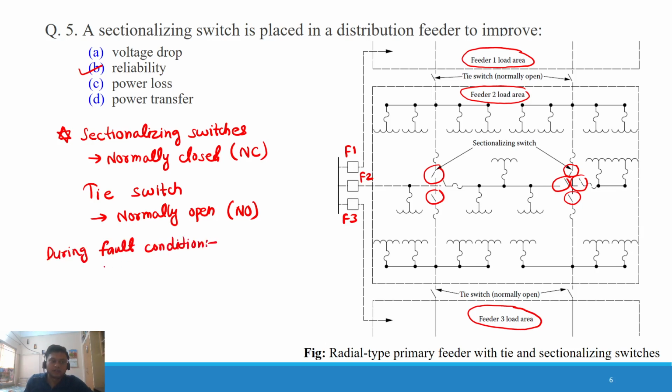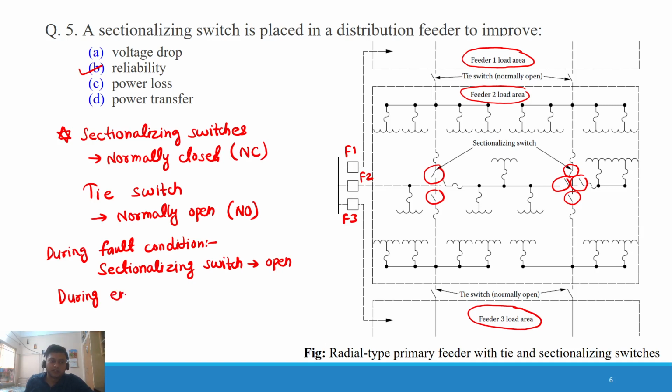During fault condition, this sectionalizing switch gets open such that other parts of the system remain unaffected, and thus it improves the reliability. During emergency condition, the tie switch takes power from the other feeders, and it also works to connect the other system from one system. The main task of the tie switch is that it connects one system to another system.